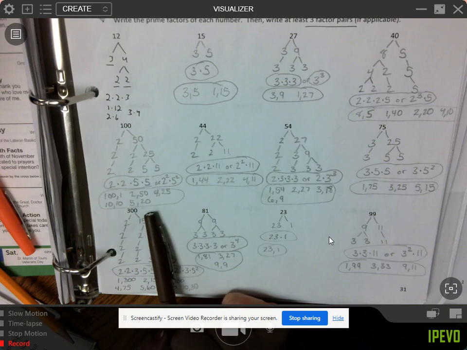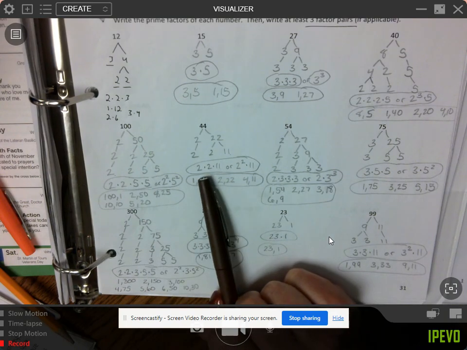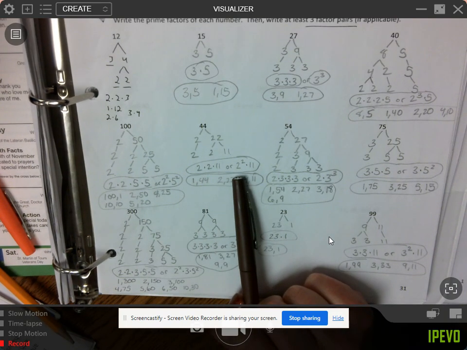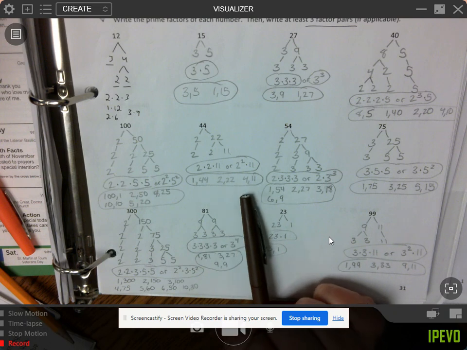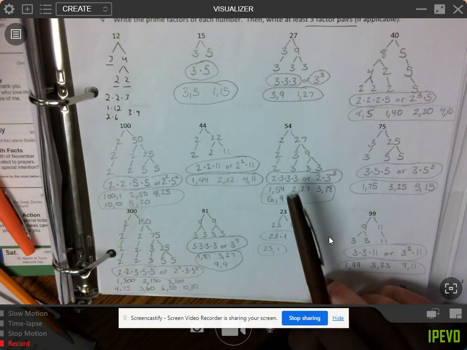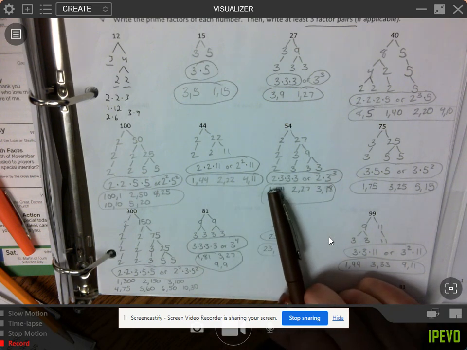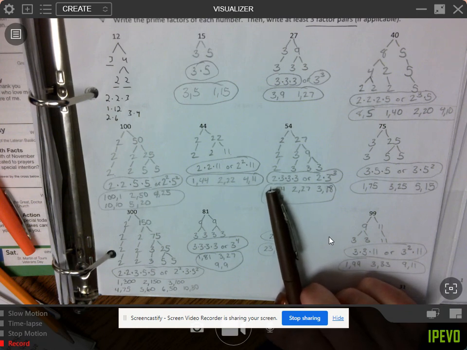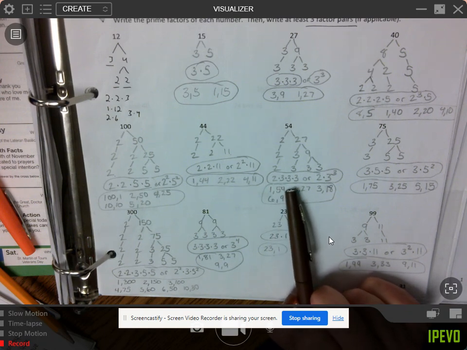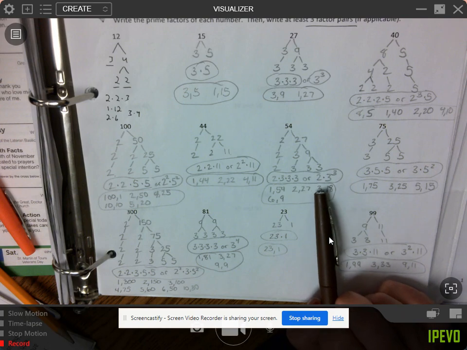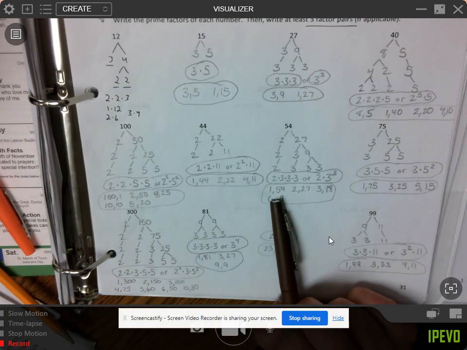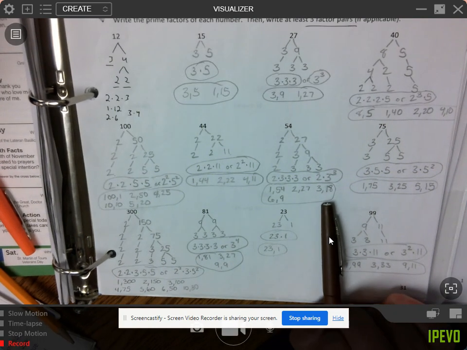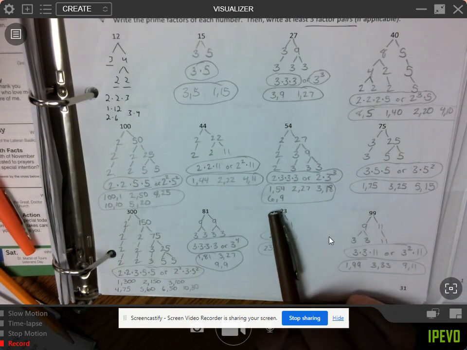5 and 20. Then we have 2 times 2 times 11, or 2 squared times 11. Factor buddies would be 1 and 44, 2 and 22, 4 and 11. For 54, the prime factorization is 2 times 3 times 3 times 3, or 2 times 3 cubed. Factor buddies would be 1 and 54, 2 and 27, 3 and 18, 6 and 9.